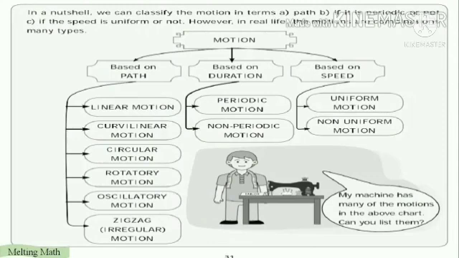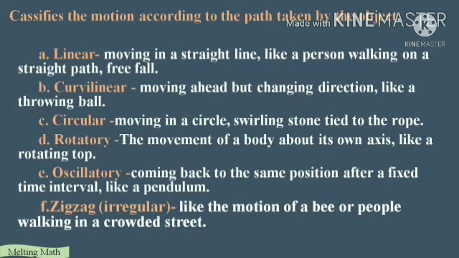First types: linear motion, curvilinear motion, circular motion, rotatory motion, oscillatory motion, zigzag or irregular motion. Next, based on duration, periodic motion and non-periodic motion. Two types based on duration. Speed based, two types: uniform motion and non-uniform motion. Next, classify the motion according to the path taken.